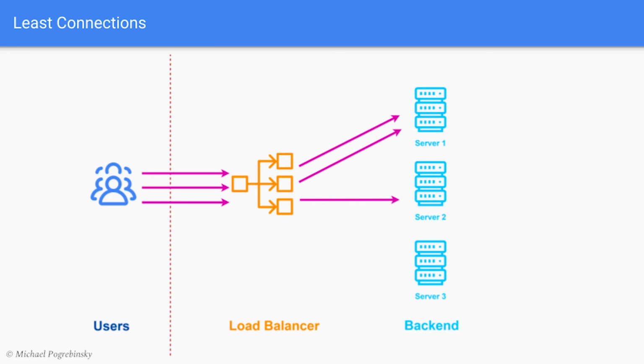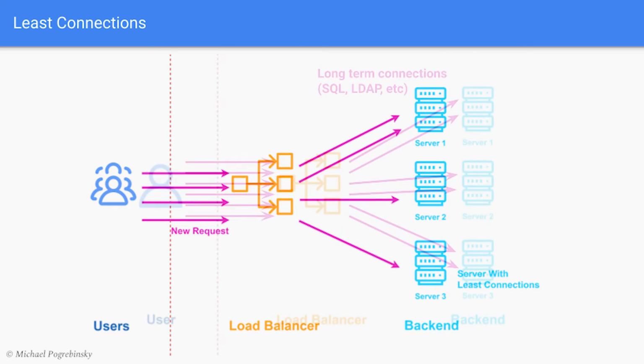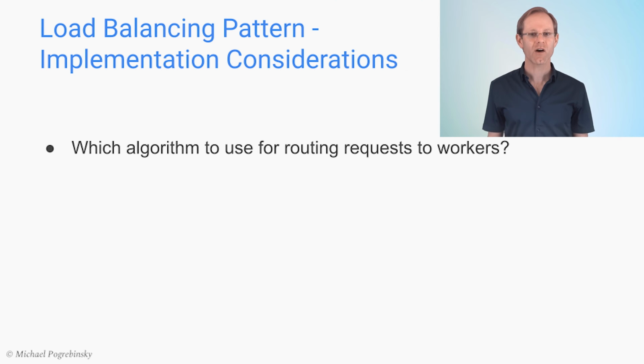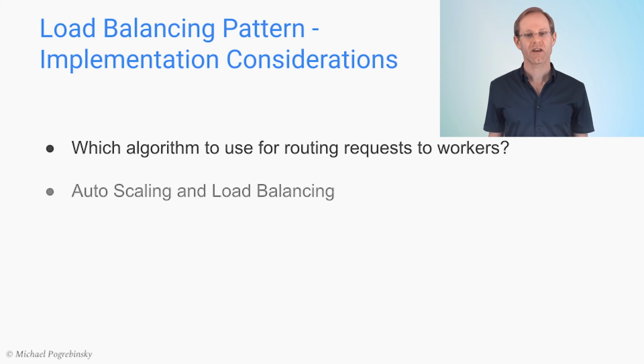Using this algorithm, the load balancer will route new requests to servers that have the least number of already established connections open. The least connections algorithm is particularly useful for tasks associated with long-term connections, such as in the case of SQL, LDAP, and other similar scenarios. Now let's talk about another cloud computing feature that typically goes hand in hand with load balancing. That feature is called autoscaling.